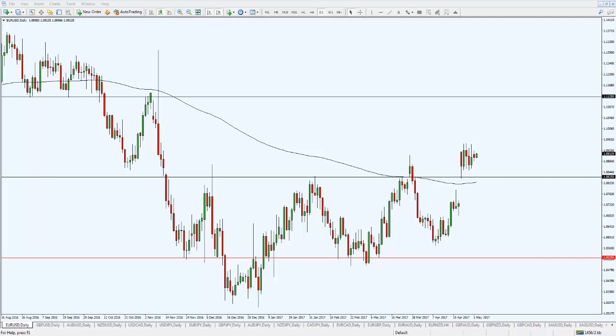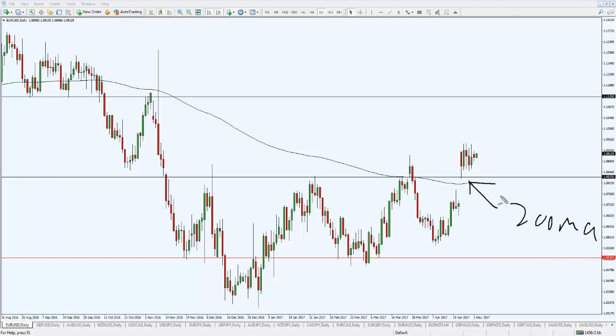So this is the daily time frame. And how I get my bias is very simple. If price is above this 200 MA, I look to long. If price is below it, then I look to short.